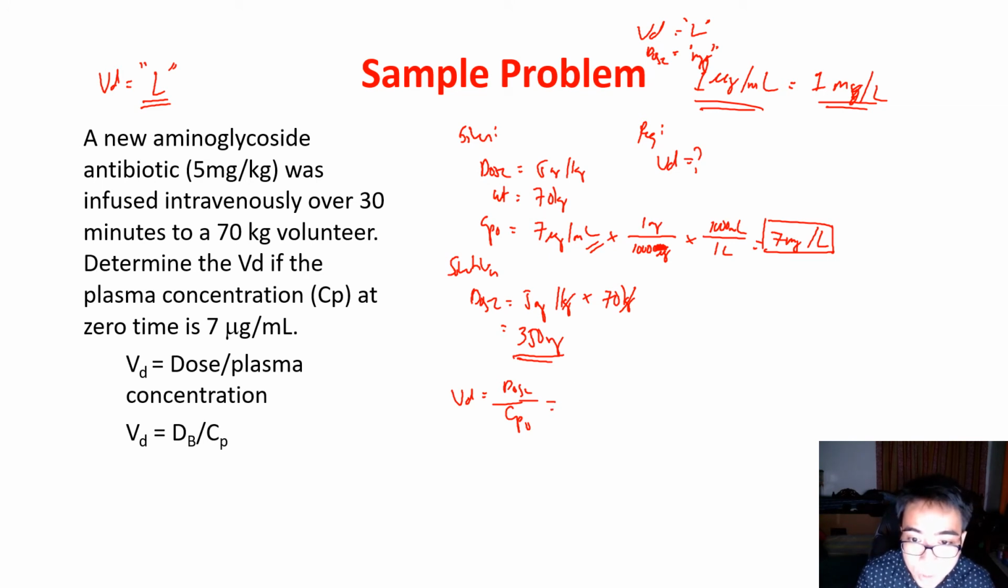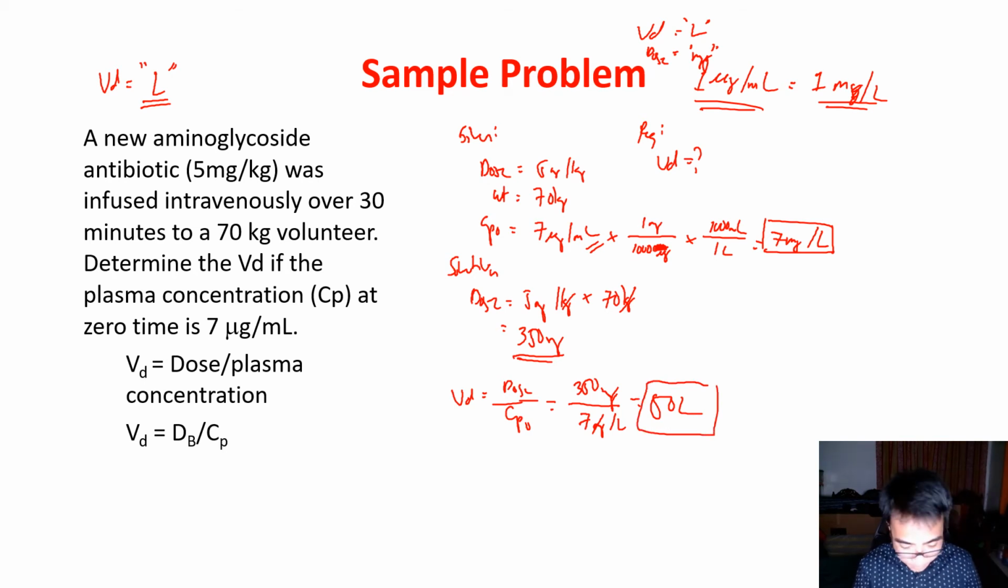So therefore, my dose here would be 350 milligrams divided by 7 milligrams per liter. Cancel, cancel. 350 divided by 7 will give you 50 liters. So therefore, class, the volume of distribution here would be 50 liters. So very good. It's easy, right? It's simple. But class, once we use this for other applications, for computations, it becomes a little complicated, but still tolerable.